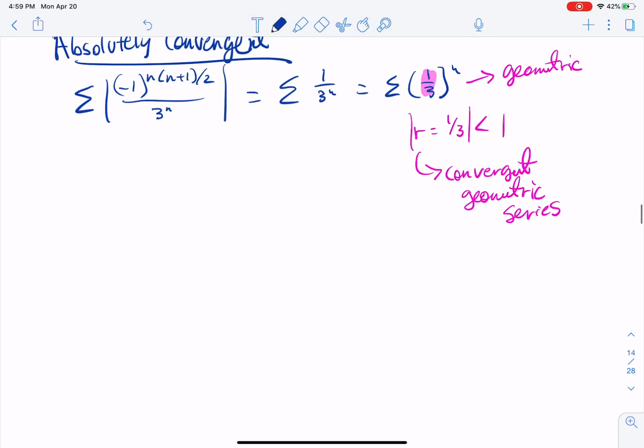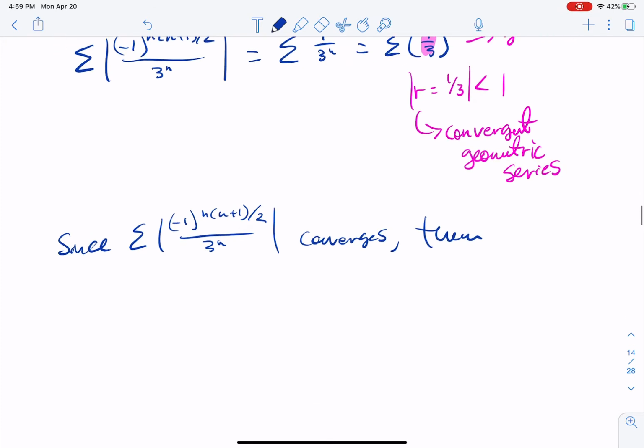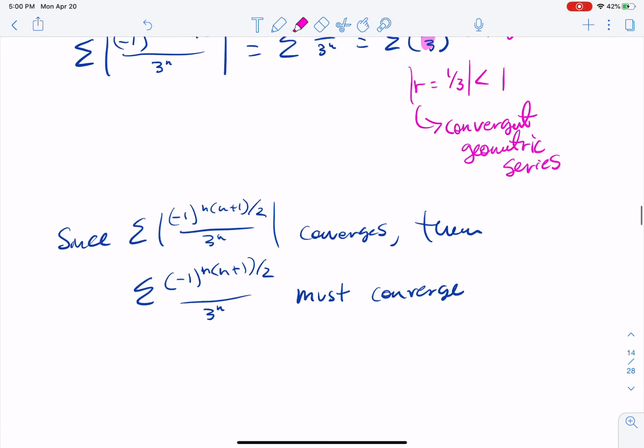So I write something like, since the sum of the absolute value, negative 1 to the n times n plus 1 over 2, over 3 to the n, converges, then our original one, the one without the absolute value, need a copy and paste feature, right? So you don't have to keep writing all this stuff down. It also converges. Maybe I say must converge. That sounds better. Okay, it is convergent. It's absolutely convergent, actually. Must converge. Absolutely. Yeah, that gets highlighted too.